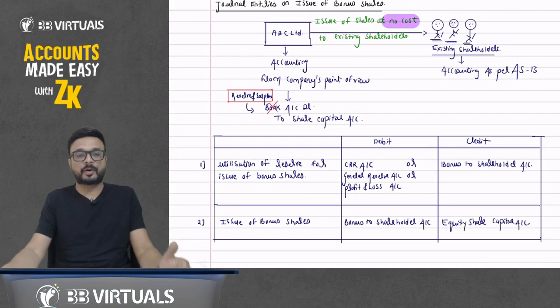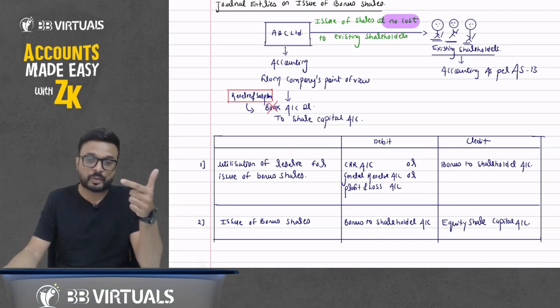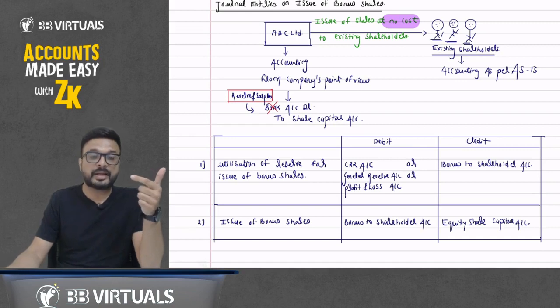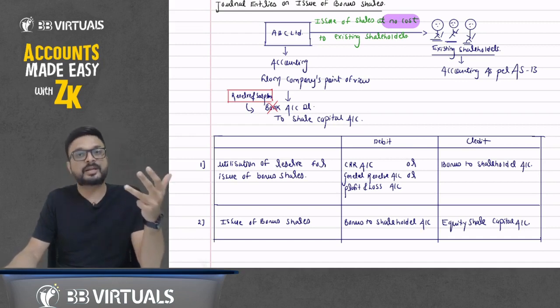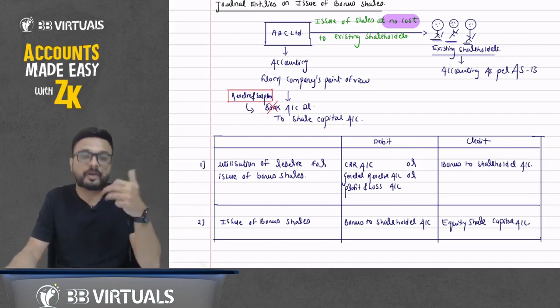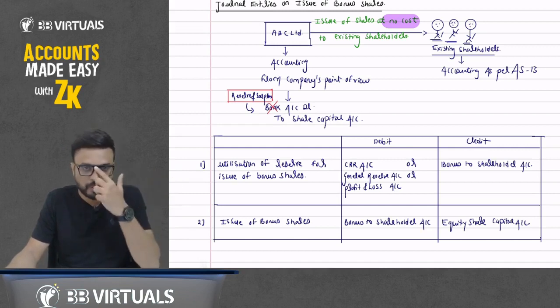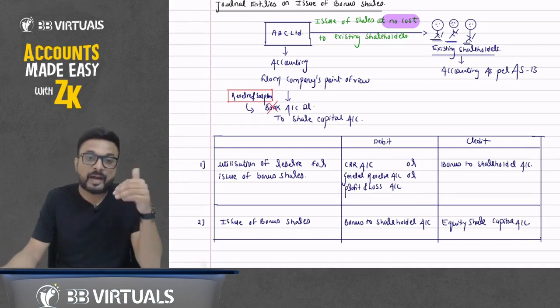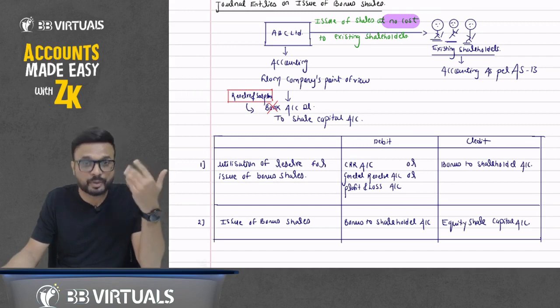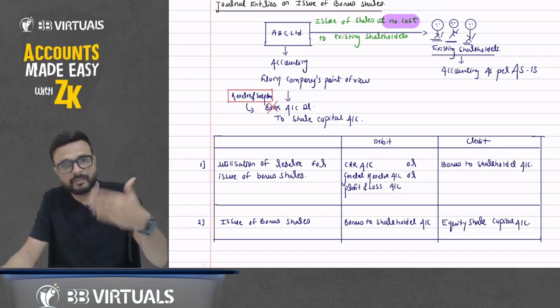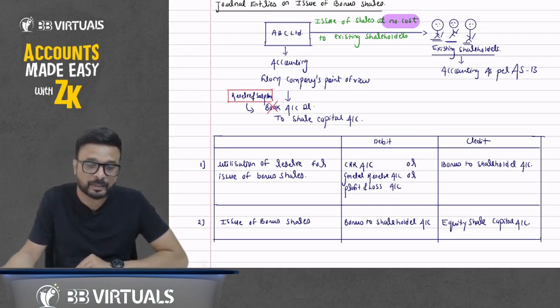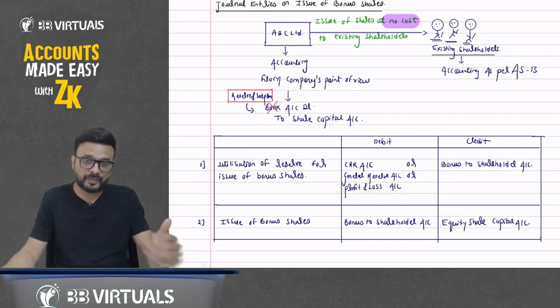So we have discussed buyback of shares out of profit, buyback of shares out of fresh issue of shares, general entry on sale of investment, and general entry for issue of bonus share, obviously from the company's point of view. Apart from this, I will also discuss the redemption of preference shares, not right now, but after some time.